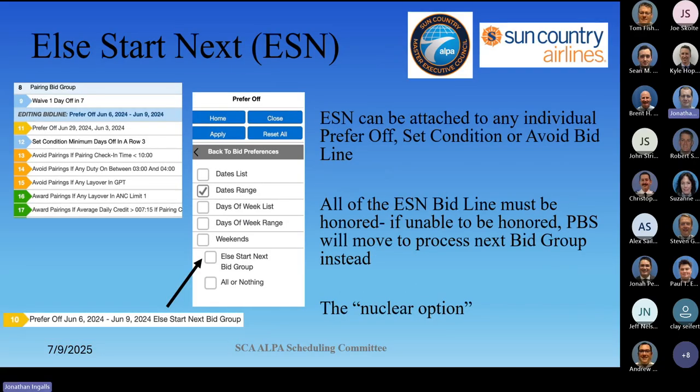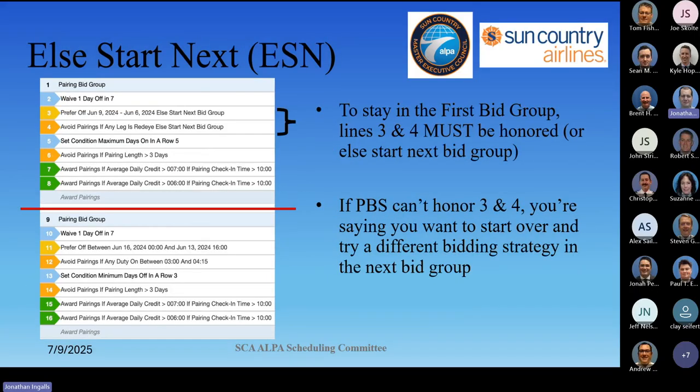Else start next is a command that you can put at the end of any negative bid preference, so prefer off or an avoid, or a set condition. And what this does is, in denial mode, the system, instead of denying this preference, simply starts the next bid group. You're saying that everything on this bid line must be honored, or you move me into the next bid group. You cannot deny this bid line.